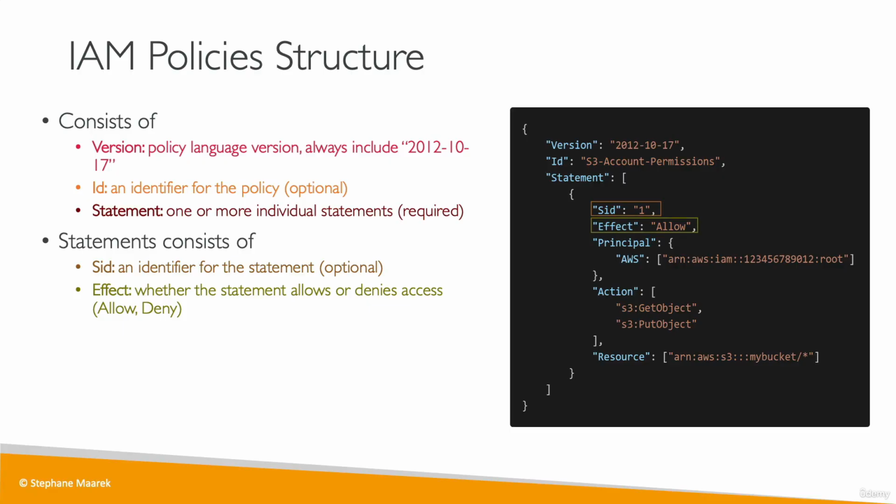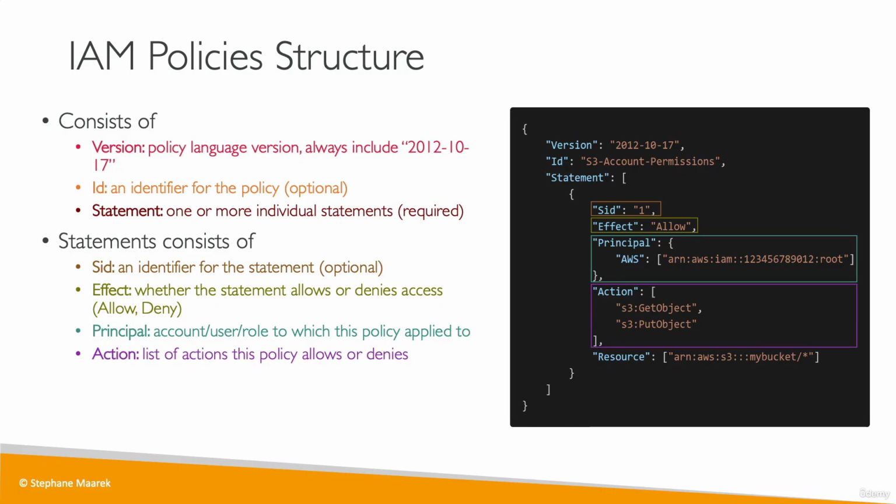So on the right-hand side, this is allow, but you can see deny as well. The principal consists of which account, user, or role to which this policy will be applied. So in this example, it's applied to the root account of your AWS account. Action is the list of API calls that will be either denied or allowed based on the effect. And the resource is a list of resources to which the actions will be applied. So in this example, it is a bucket, but it could be many different things.